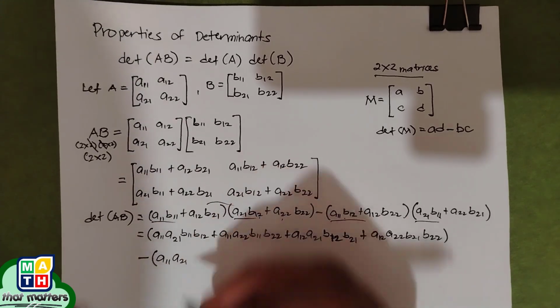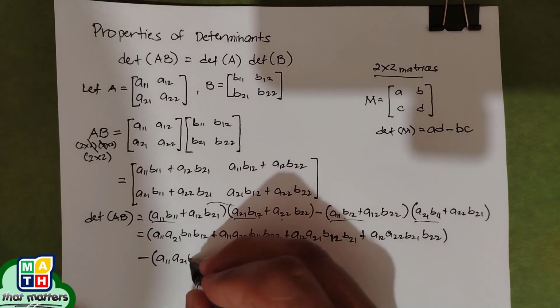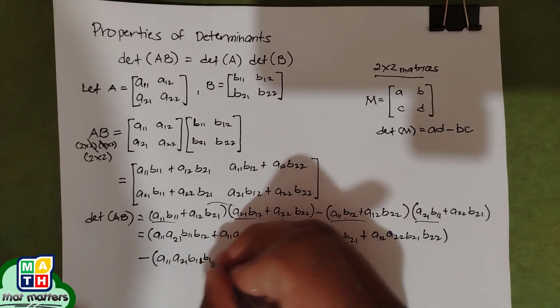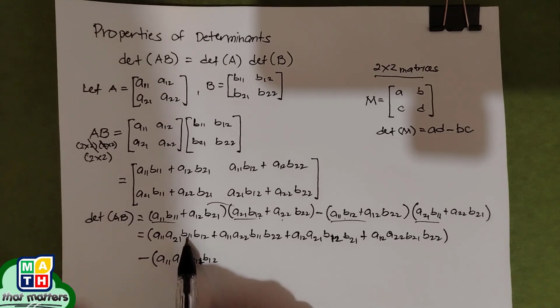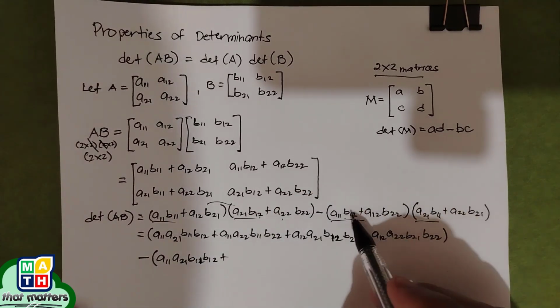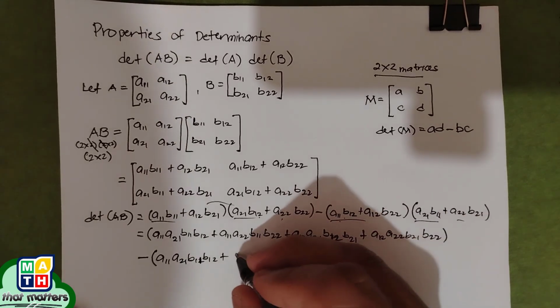A11, A21, B12, B11 first, B12. As you can see, you will have already the same, so it will be deleted later. Plus, you have the outer, this one here and here.